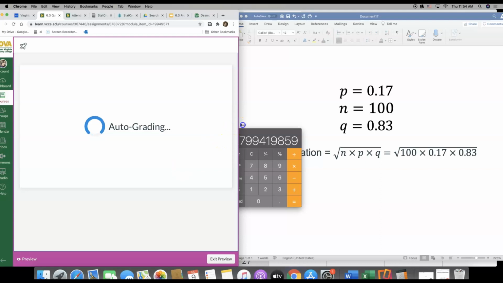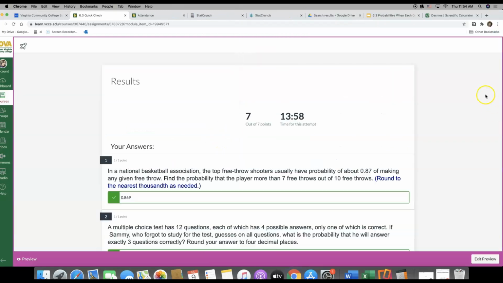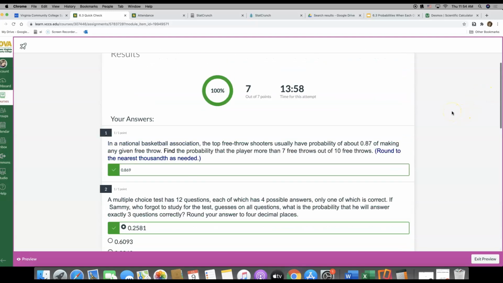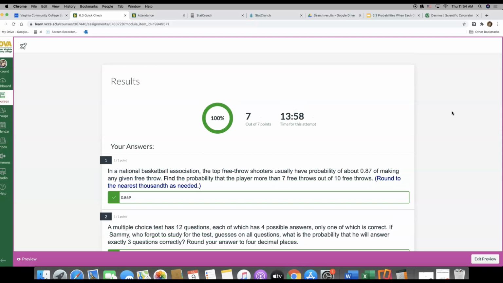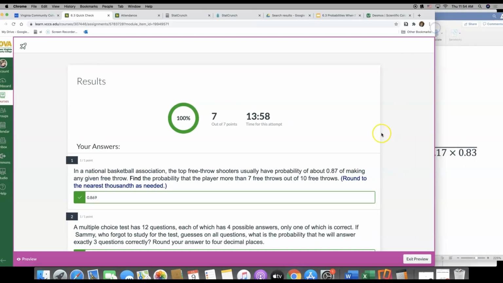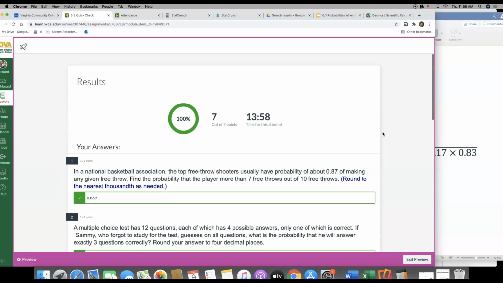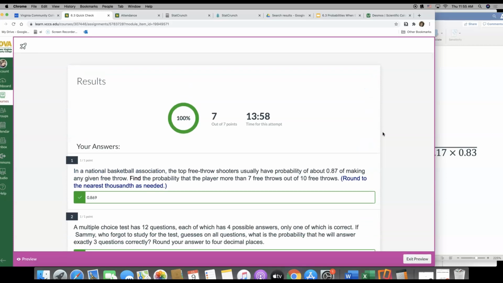Auto grading it. I'm checking if there's any typo, but we know we got it right. That's it, 7 out of 7, just like that. Make sure you know how to do all of these, please, and ask me more questions next Tuesday, because these are what I grabbed from your Unit 2 exam. If you know how to do all of these, you should be okay on the 6.3 part of exam 2.